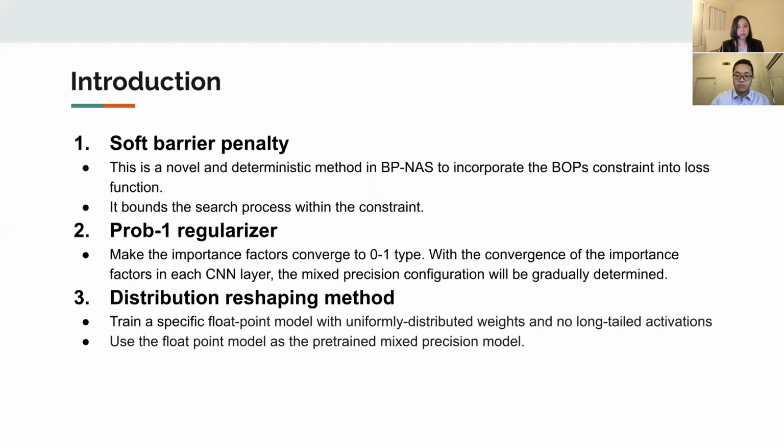So to solve these three problems separately, this paper proposes three corresponding solutions. Soft barrier penalty helps bound the search in the valid domain. The probe 1 regularizer is to distinguish the importance factor. The distribution reshaping method is to train a model with uniformly distributed weights and no long tail activations. We will discuss them later in detail.